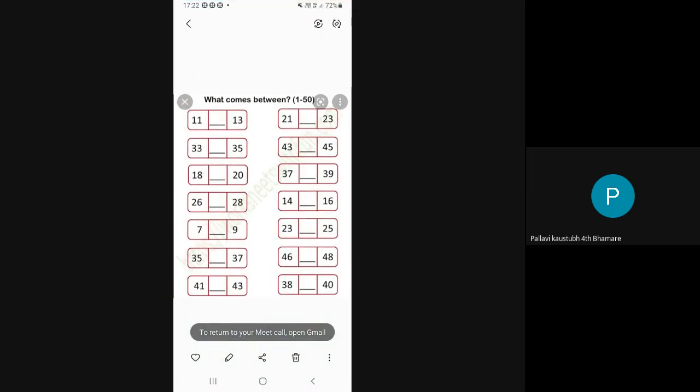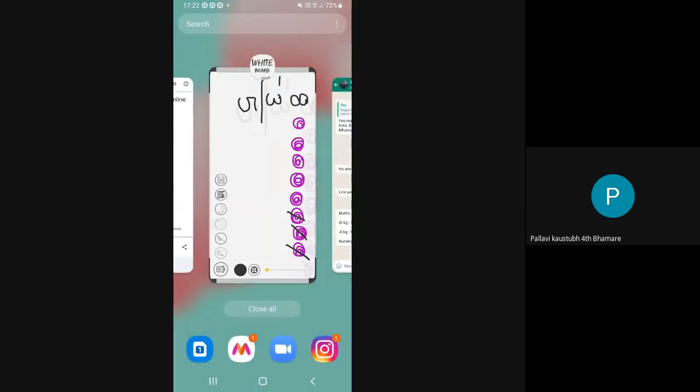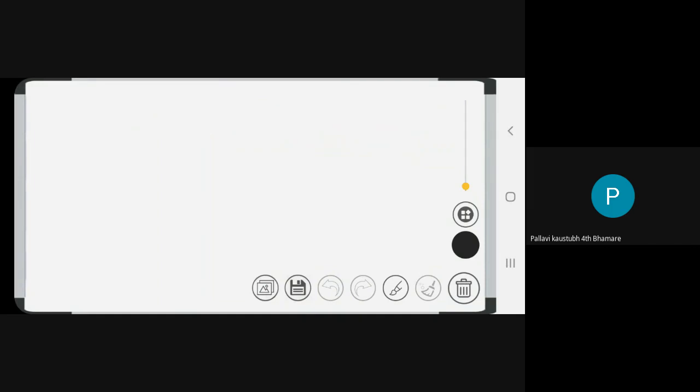Okay, so today we are learning between numbers. What are between numbers? I already told you which numbers come between two numbers. If there are the numbers 2 and 4, we have to write the between number. Here are 2 and 4. The between number is 3. Okay, one more example.